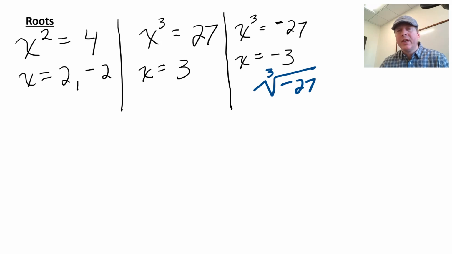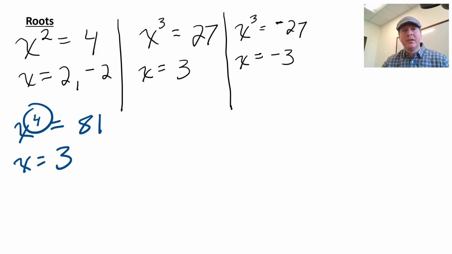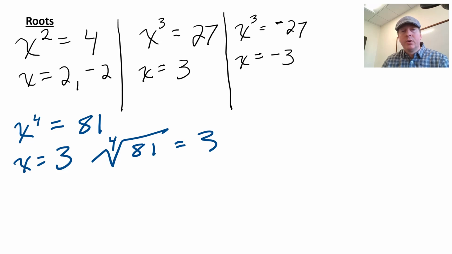And I'm going to write a little 3 in that divot. That means cubed root, right? The cubed root of negative 27 is negative 3. Negative 3 times negative 3 is positive 9, times negative 3 again is negative 27. Suppose I wrote x to the fourth equals 81. Well, in that case, x itself is equal to 3. Since the exponent is an even number, there's only one root and it's a positive root, positive 3. How would I express this with a symbol? I would write a 4 in this little divot here. The fourth root of 81 is equal to 3.